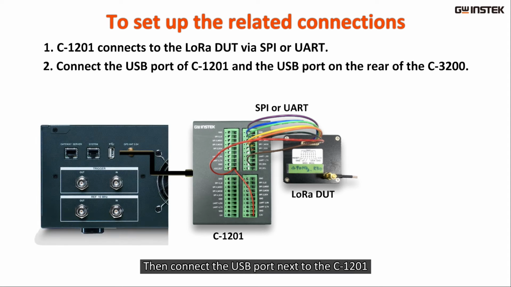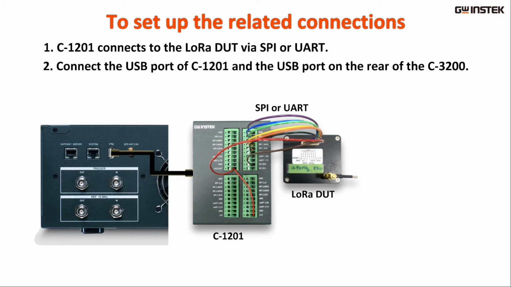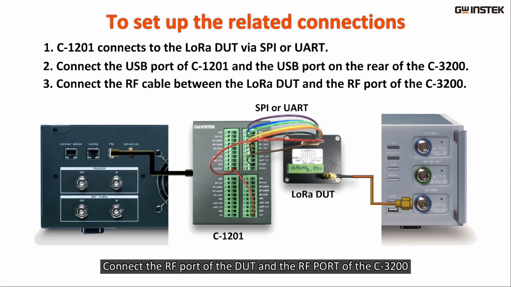Then connect the USB port next to the C-1201 and the USB port on the rear of the C-3200. The C-3200 controls the C-1201 through the USB port on the rear panel. Connect the I port of the DUT and the I port of the C-3200 on the front panel, thus completing the test connection.